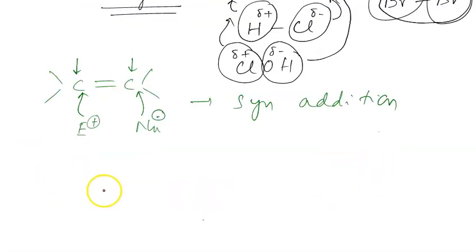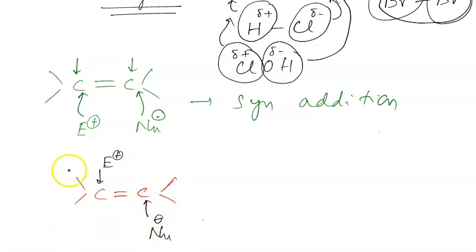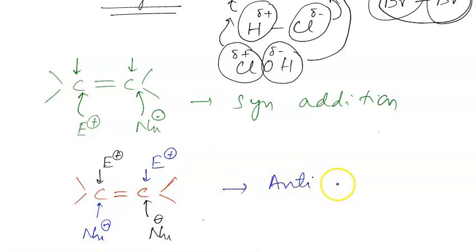If the addition is like this, this is the multiple bond. If the electrophilic part adds from this side and the nucleophilic part adds from this side, or the electrophilic part adds from this side and the nucleophilic part adds from this side, such addition is known as anti-addition. So the addition is of two types, syn addition and anti-addition.